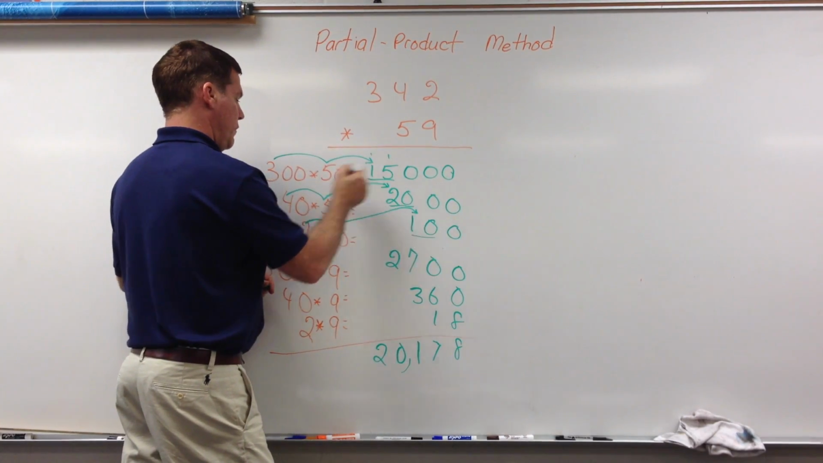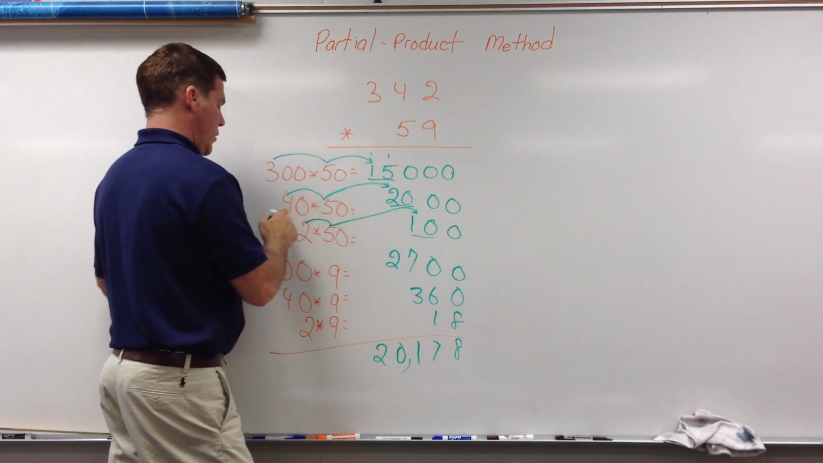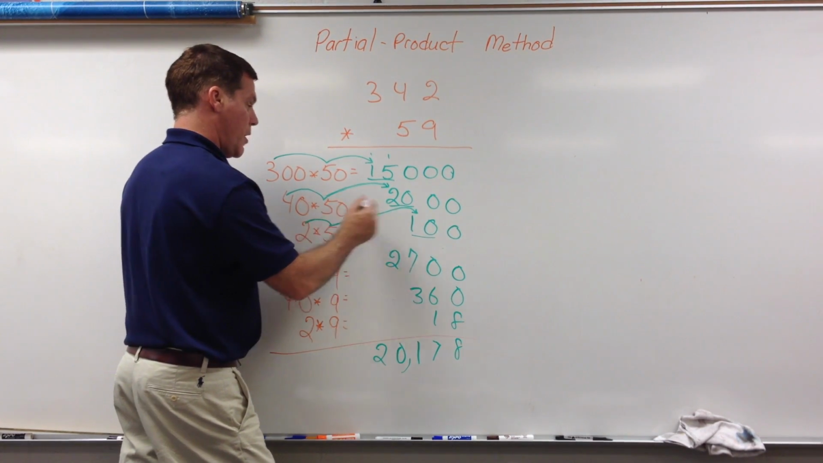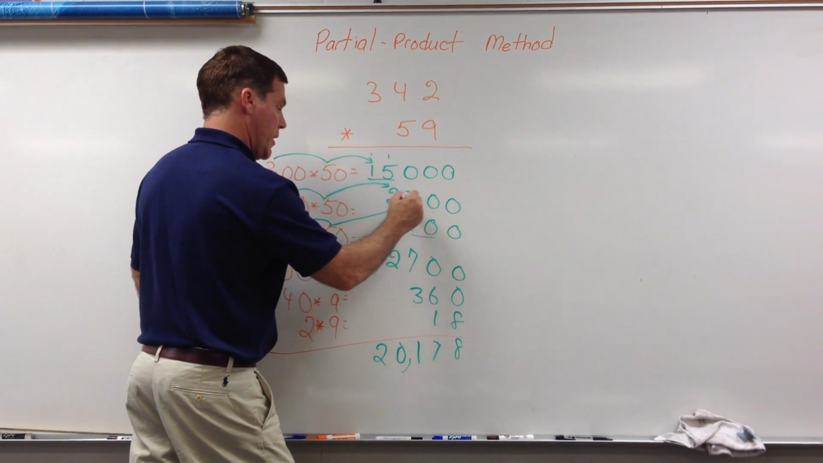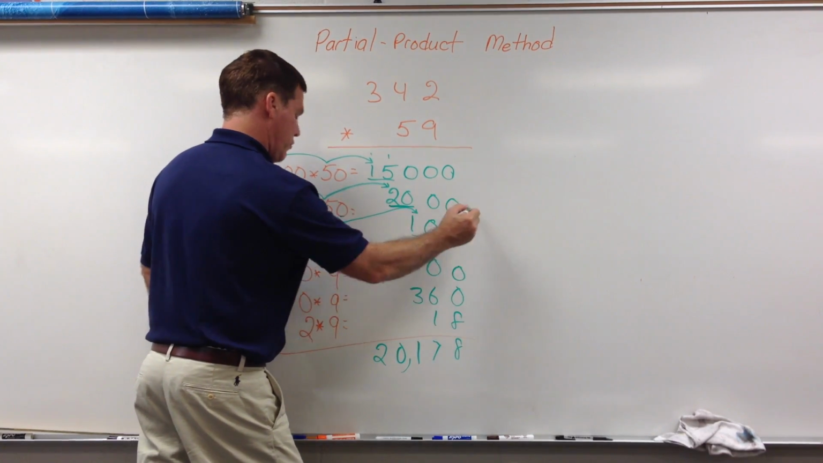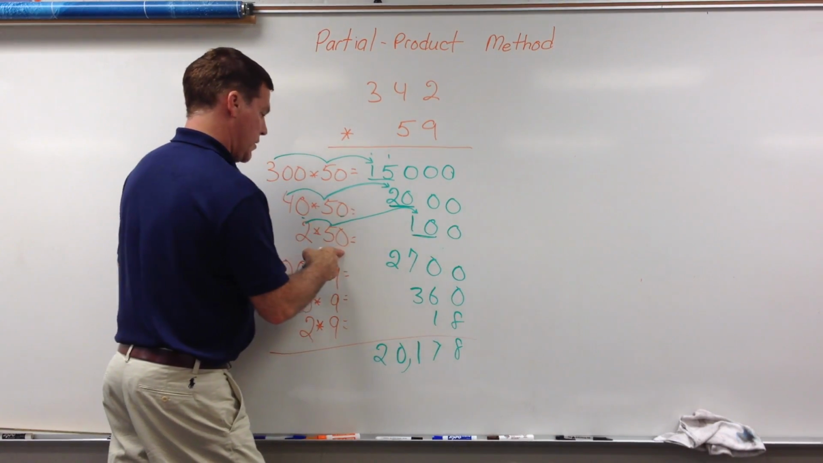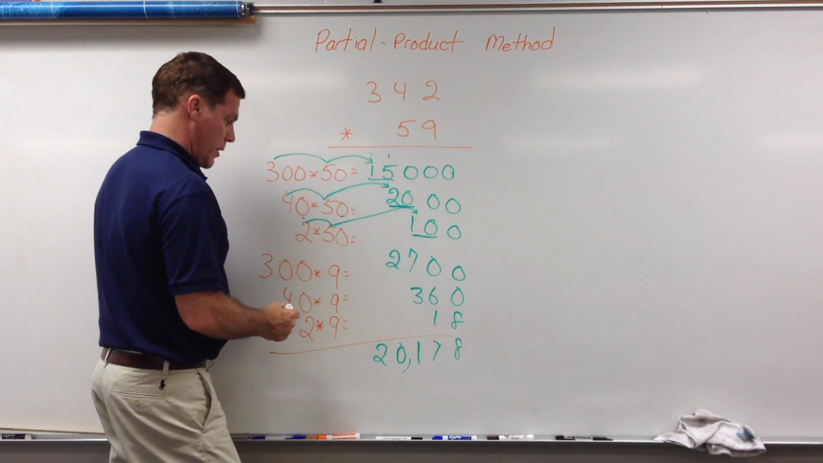3 times 5 is 15. Add your 3 zeros. Here's where you've got to make sure you don't make a mistake. 4 times 5 gives me 20, so I already have that 0. Then I go ahead and add my 2 extra zeros. 2 times 5 gives me 10. That's in the 10th place. I add my 0. Okay?